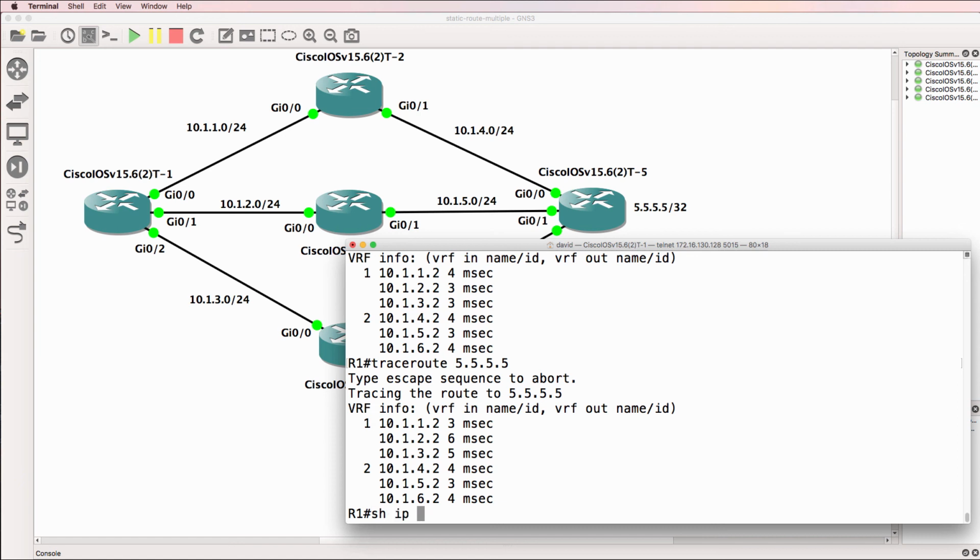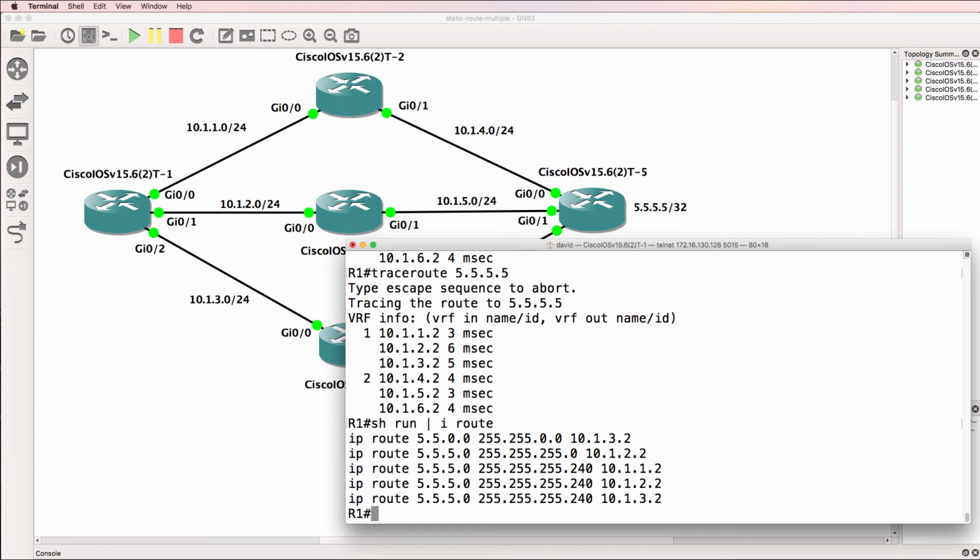So, show run, pipe include route. Things to remember, more specific entries win. If there are multiple entries with the same route and same mask, such as these three, the router will load balance across those paths equally. So in other words, equal cost load balancing or load sharing.